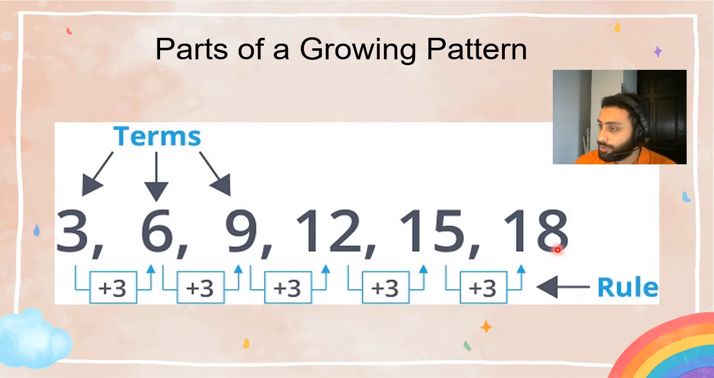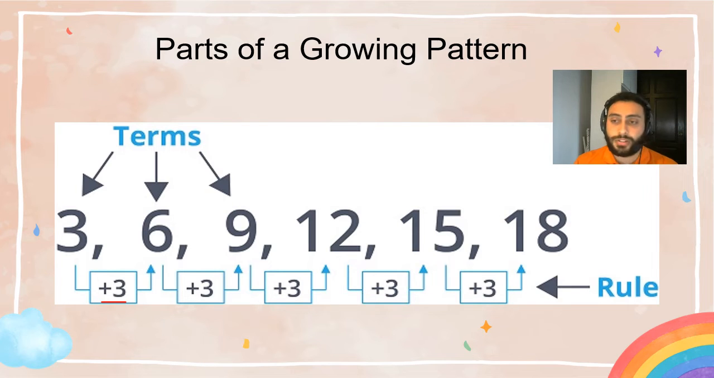How many terms do we see here? 1, 2, 3, 4, 5, 6, right? So we have 6 terms in this pattern. We can find a 7th term too, because we know the rule of this pattern. Now the rule is basically the rule of the pattern. Look, it is plus 3. So we know the rule.